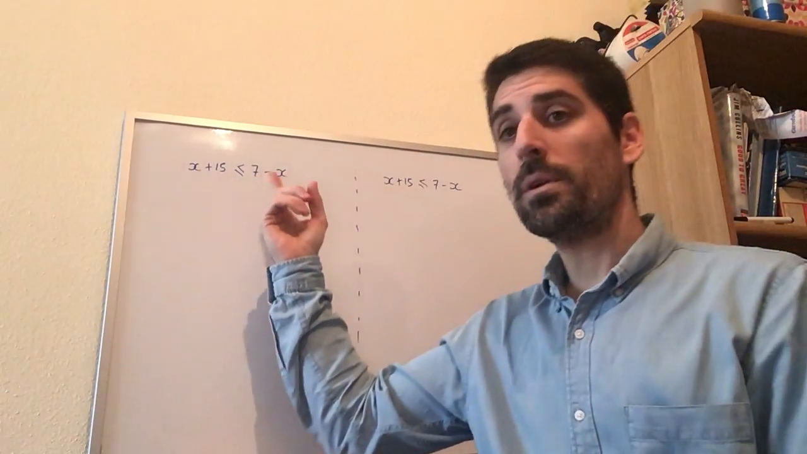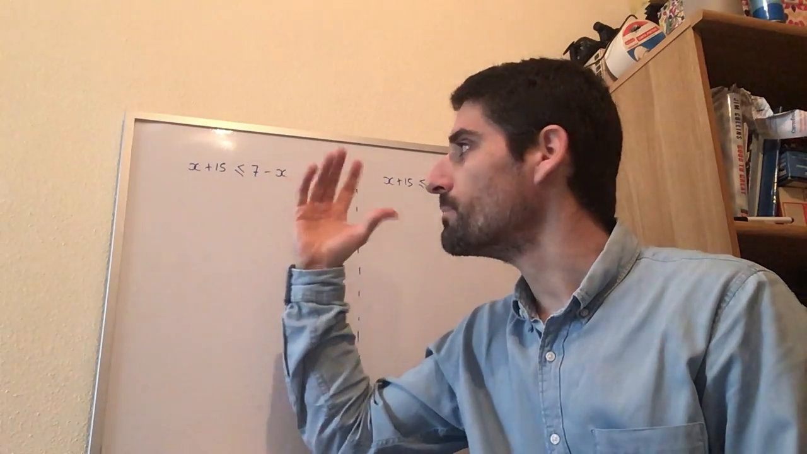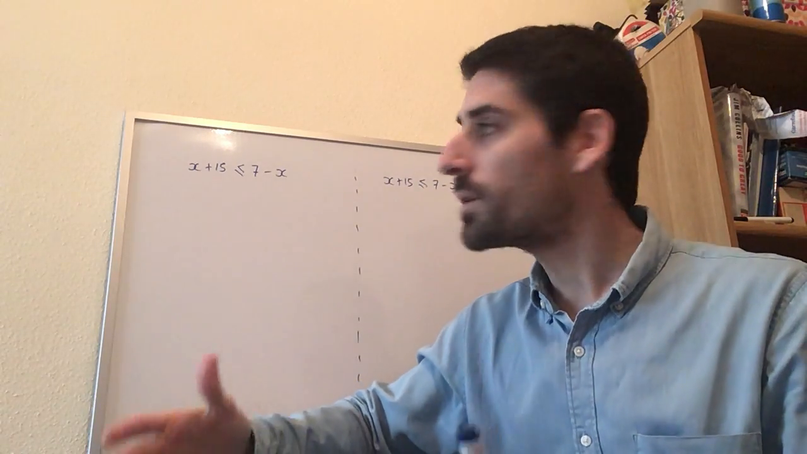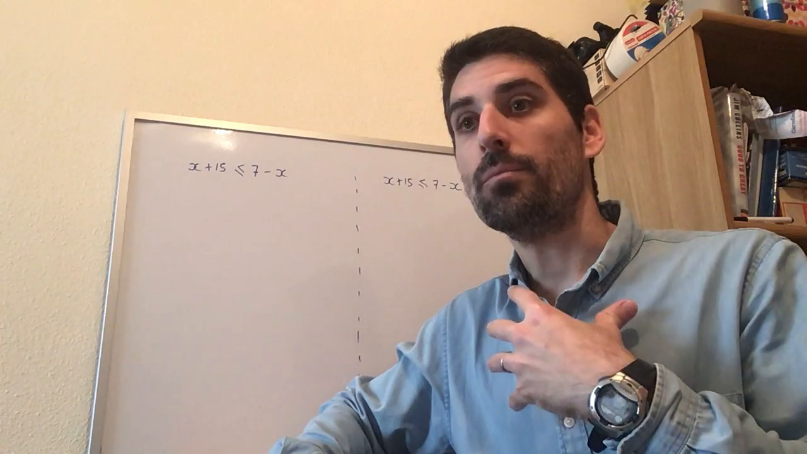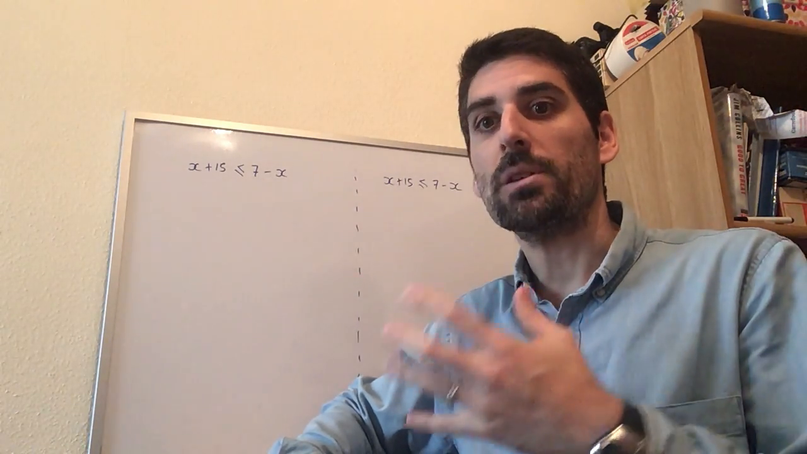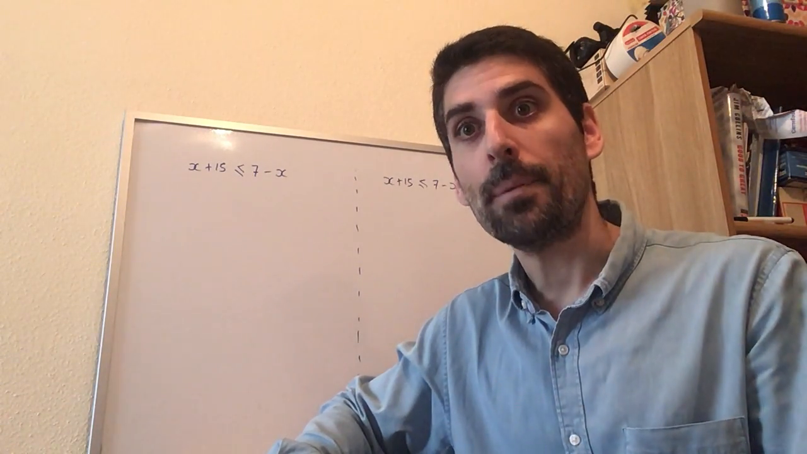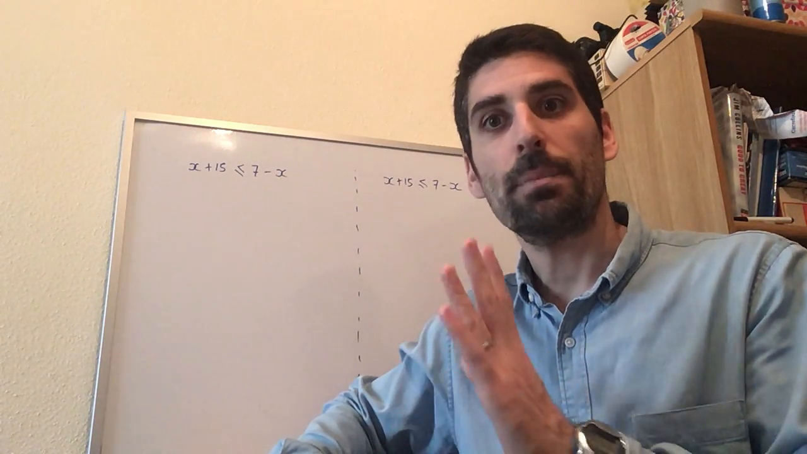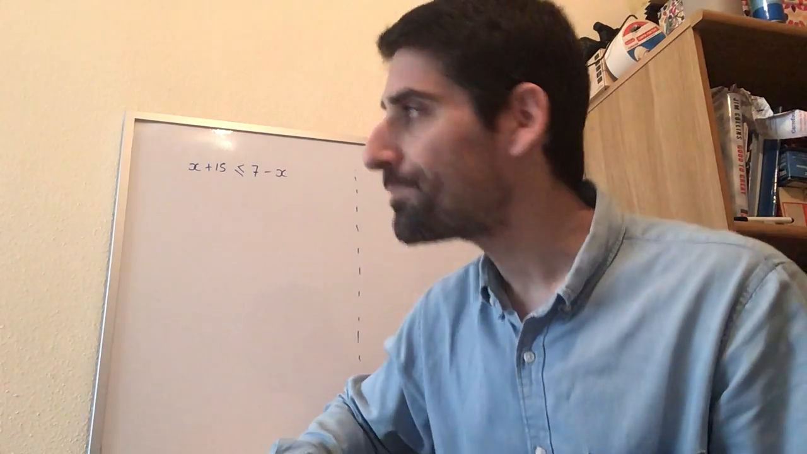So we're going to start with this pretty seemingly simple looking inequality. x plus 15 is less than or equal to 7 minus x. This is how I would do it. This is how I recommend you do it, because it avoids potential problems and getting the answer wrong at the very last step. If you don't do this, you may get some marks, but you will not get full marks if you're not careful. So let me show you how I would do it.